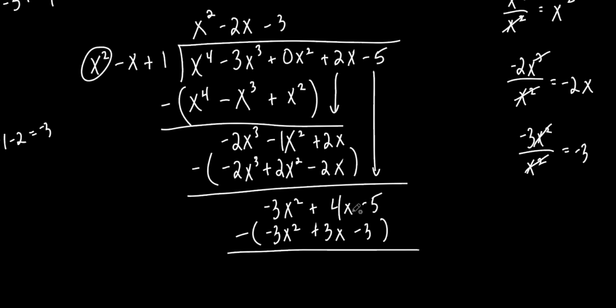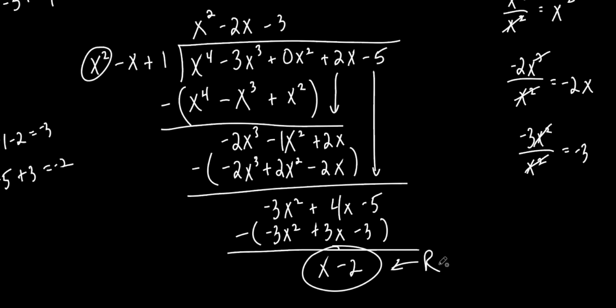Let's do this one. 4x minus 3x. That's easy. What's 4 minus 3? 1x. And then negative 5, again, here we go again, minus a negative. What's minus a negative? Positive. So it's negative 5 plus 3. What is negative 5 plus 3? It's negative 2. And you just write down minus 2. So what is this? That's our remainder.